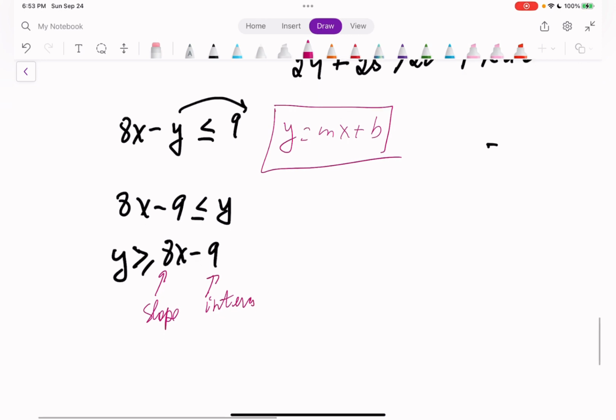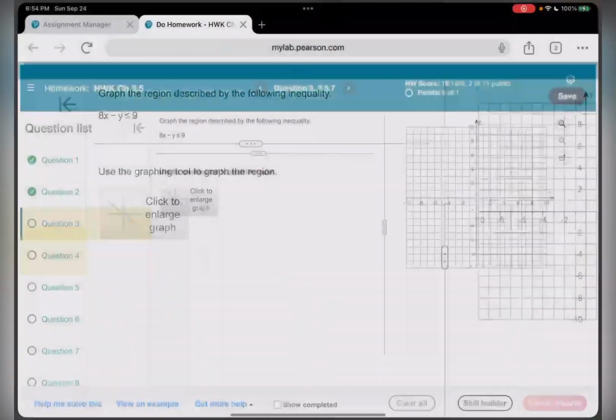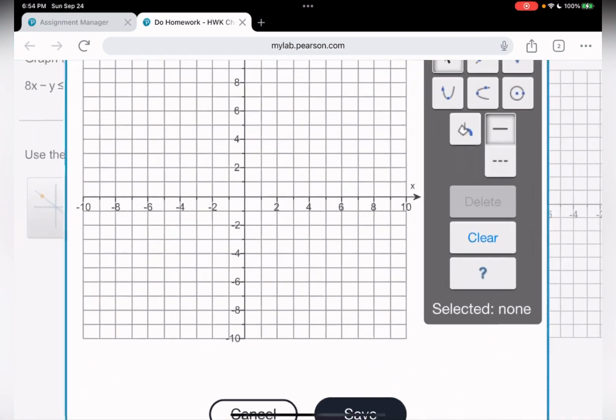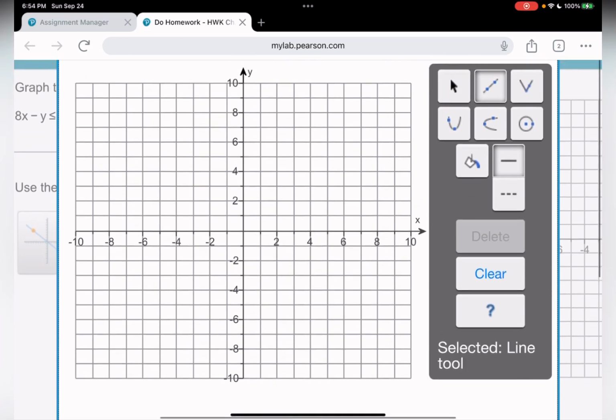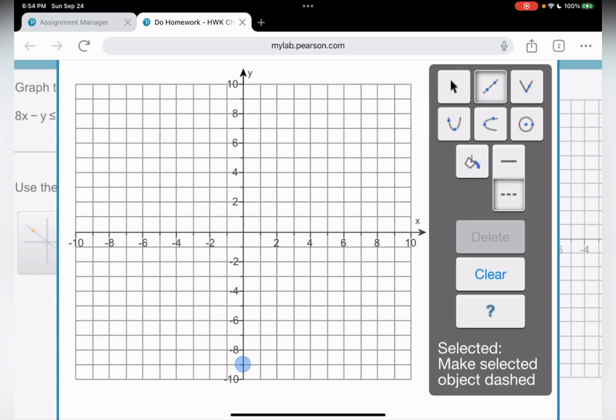Okay, so we start with the intercept. 8x minus 9. Let's see. I'm going to do a straight line here. I start with 8x minus 9. I'm starting with minus 9 as the intercept. Where is my minus 9? Here it is. And 8x, meaning 8 over 1.